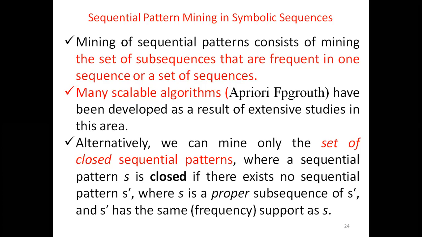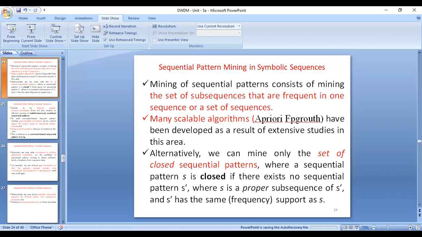Those items are called frequent items based on the support and confidence values. Here, the main intention is to find all subsequences. You have many scalable algorithms, for example the Apriori algorithm, the FP-growth algorithm, and the vertical pattern algorithm. Many different scalable algorithms have been developed for this.